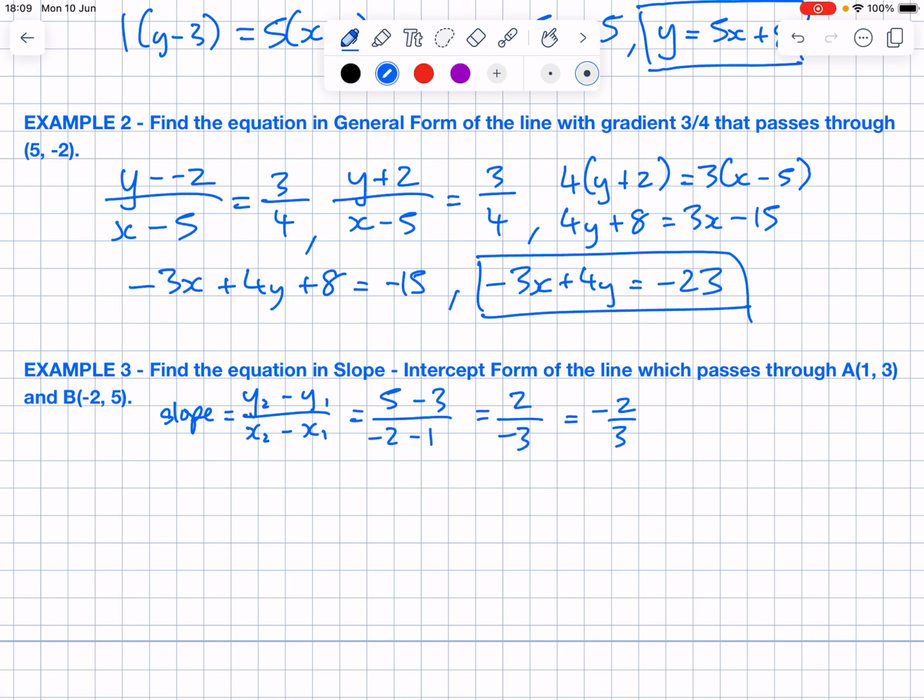So now I can use the tool, y take. I can choose any point, but I'm going to use A. Y take 3 over x take 1 is equal to the gradient, negative 2 on 3.